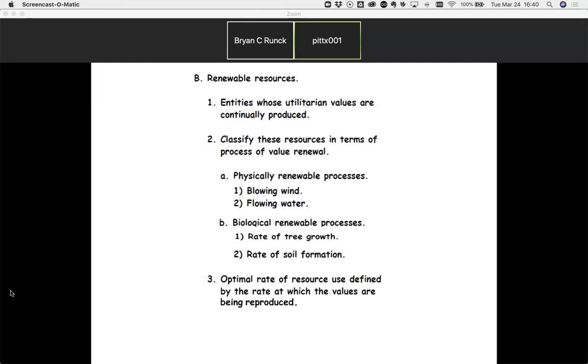When we're talking about renewable resources, we talk about the optimal rate of resource use being defined by the rate at which the values are being reproduced. If we use the resource at a rate that is higher than the rate at which the values of the resource are being produced, then we eventually wind up completely using up the renewable resource. So renewable resources are dependent upon use that is equal to the rate of renewal, whether it's biological or physical.